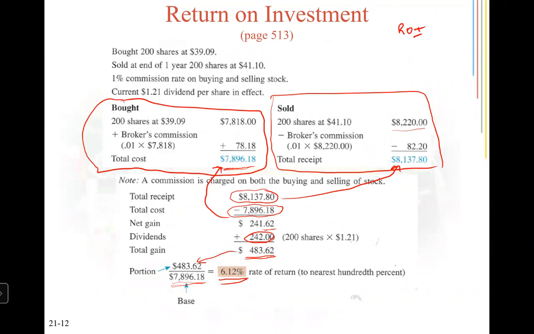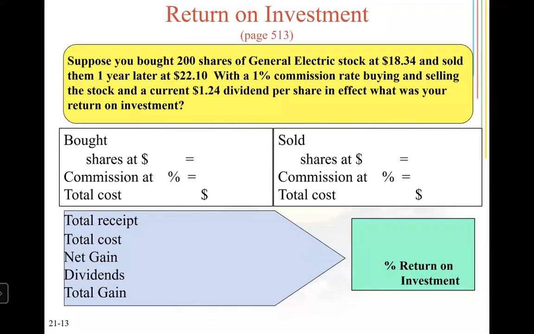I didn't hear anything, so I guess you're ready to try one. So I have one here. The setting is already there for you. So I just needed to work out the different sections. So you bought 200 shares of General Electric stock at $18.34. You sold them a year later for $22.10, and you were charged a commission of 1% for buying and selling, and you got dividends of $1.24. What was your return on investment? I'll give you a few minutes to work that one out.